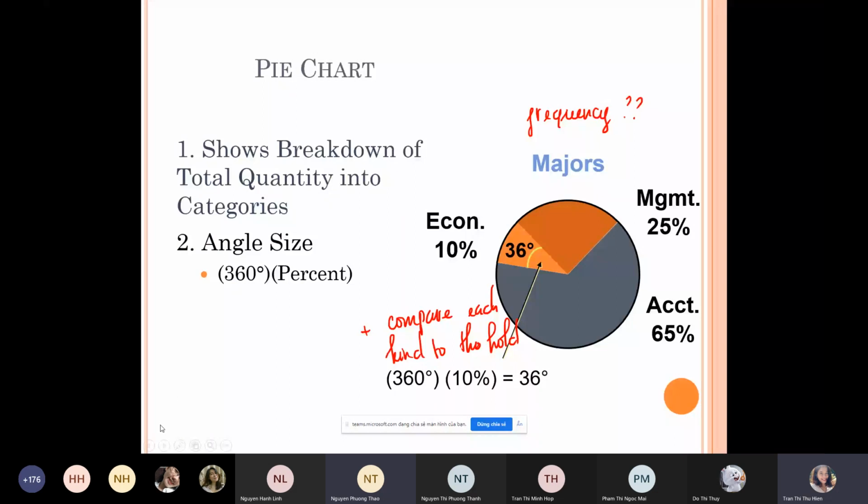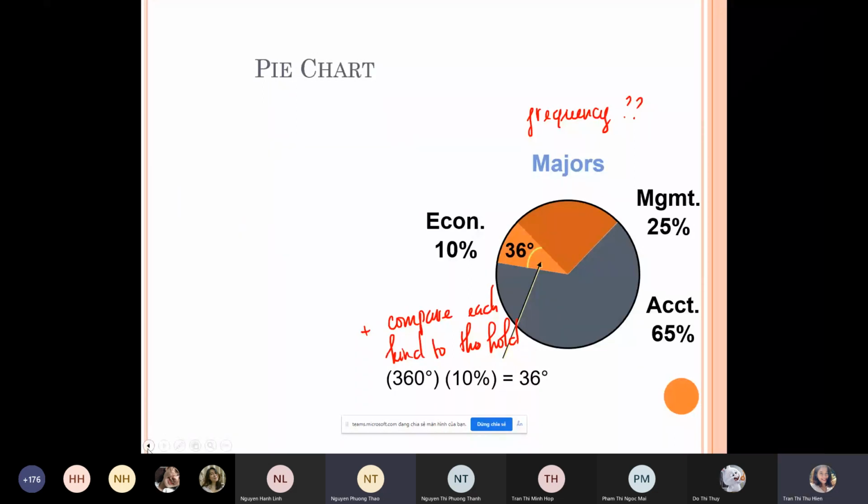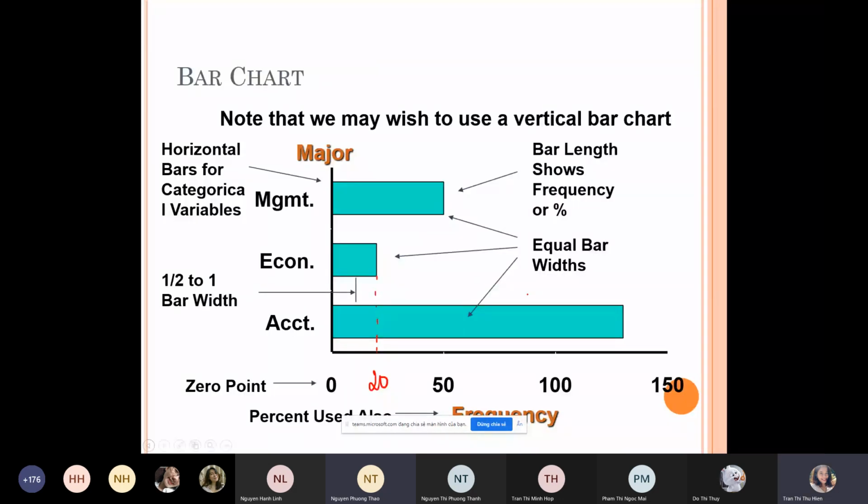Actually, when you look at the bar chart, we can know which one is higher than which one, right? But this is very hard for you to compare each kind to the whole population, the whole group, right? Yeah, is this the correct point? Other?